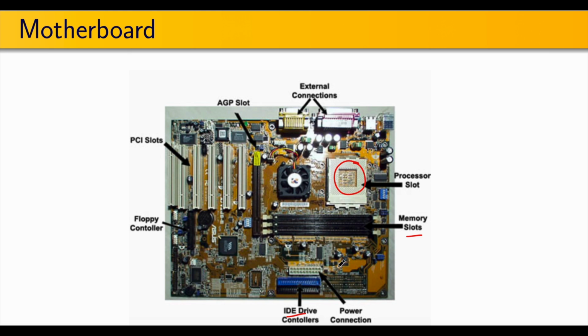Then you have the power connection, of course. Then you have the AGP slot. So we have PCI slots, peripheral component interface slots. These are the slots where you put your sound card, graphics card, etc. And this is the AGP slot. AGP stands for accelerated graphics port. We'll come across these jargons in detail later on. So what do they mean?